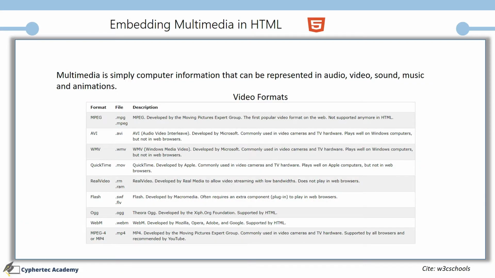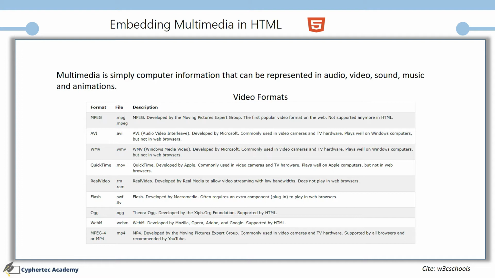Hello guys, today we'll be discussing multimedia in HTML. We'll be seeing how to embed multimedia elements in an HTML file. To start, let's define multimedia. Multimedia is simply computer information that can be represented in audio, video, sound, music, or animations. It is basically anything you can see or hear, like music, images, videos, and so on.